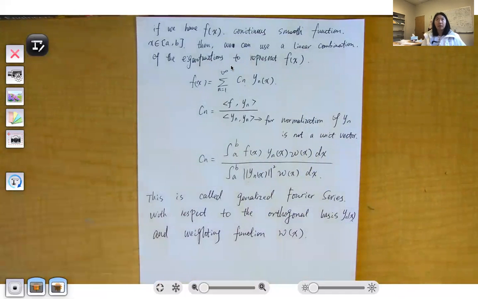And we will make several examples, probably 2 examples regarding f(x), showing how we can use our already generated eigenvalues to represent our continuous smooth function.